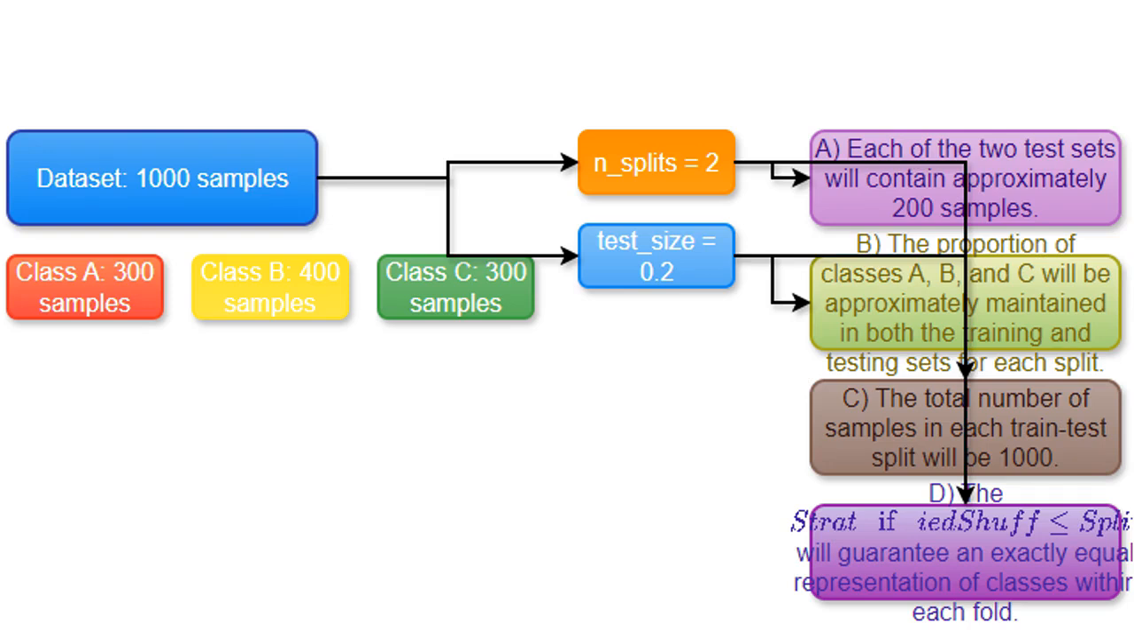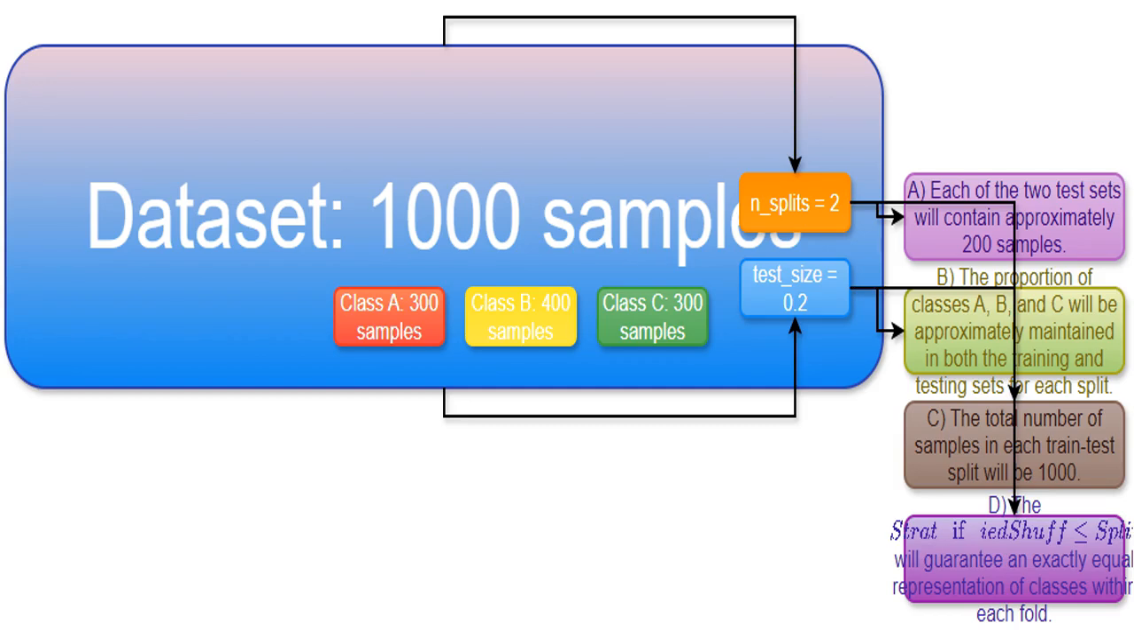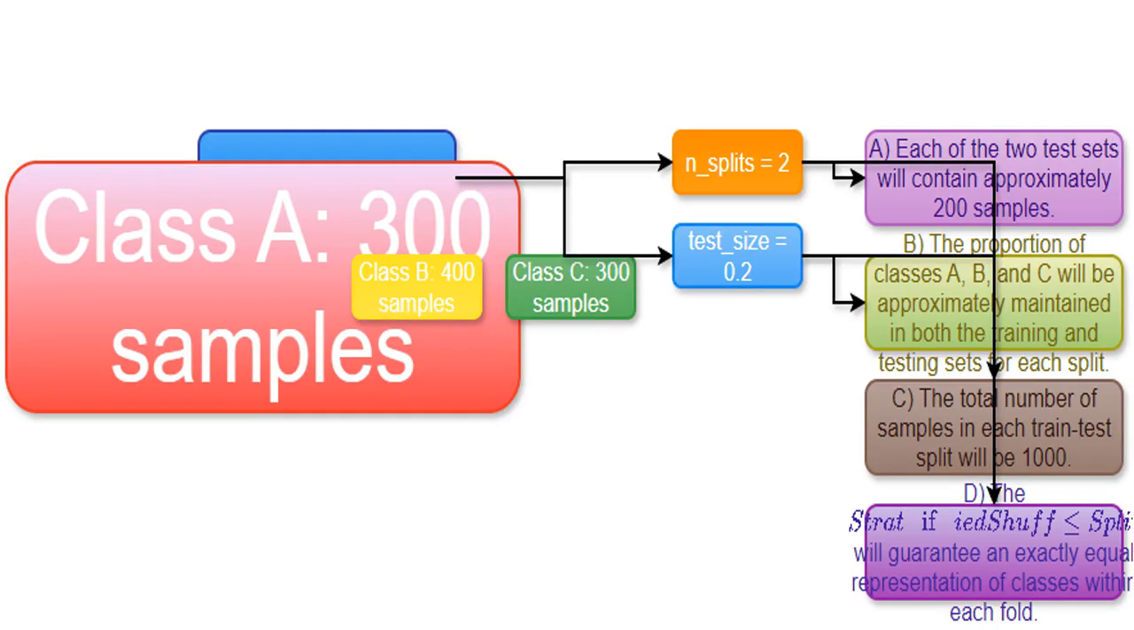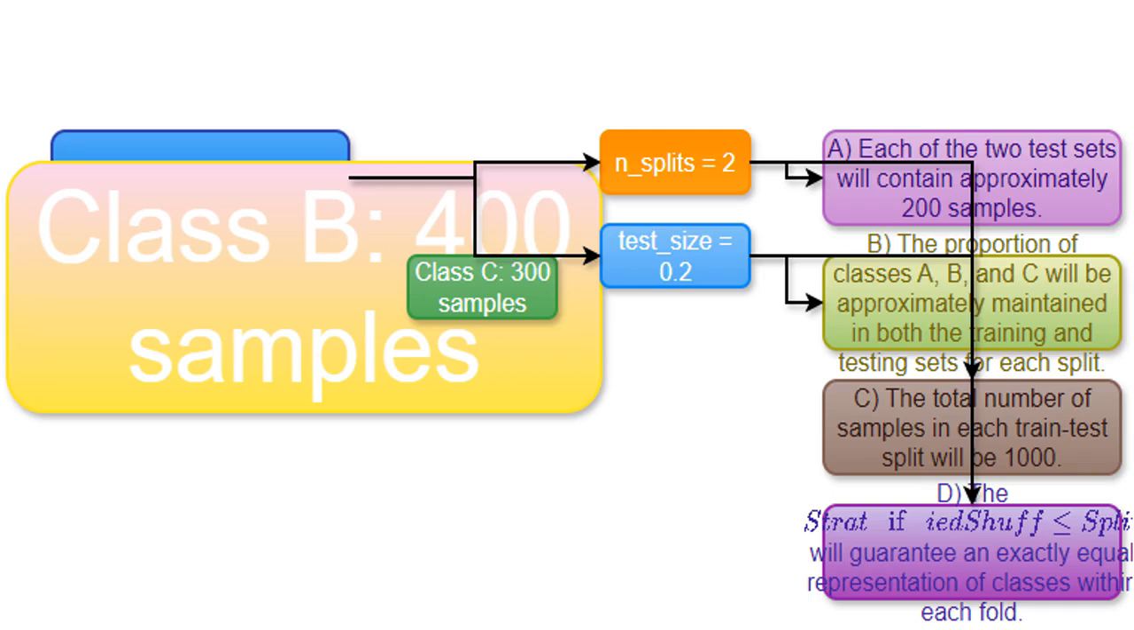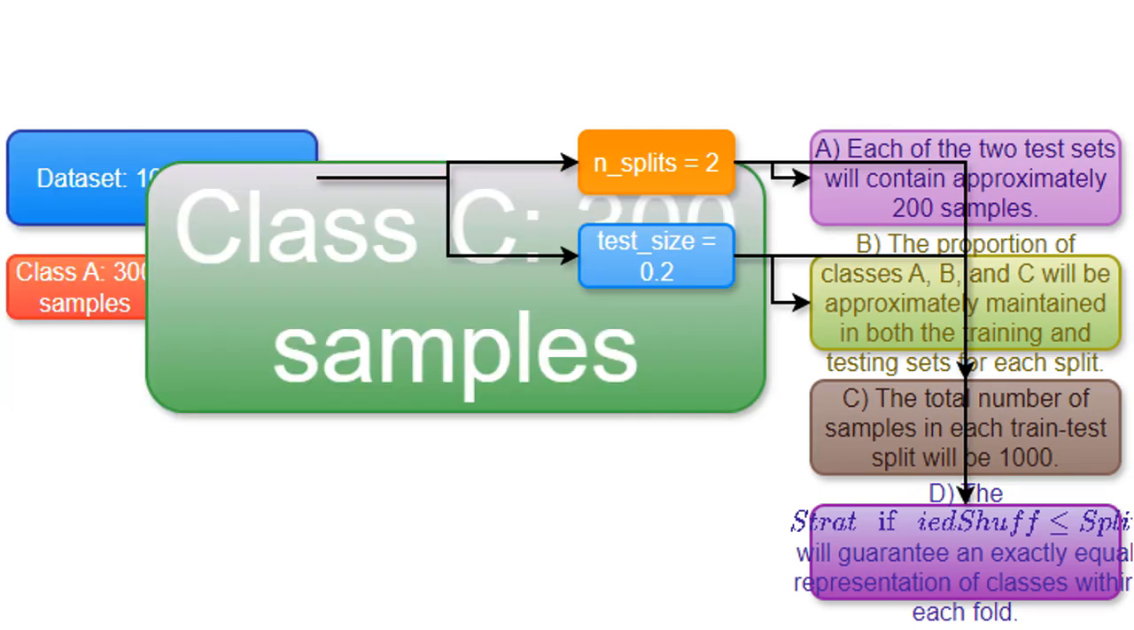I'm tackling a question about stratified shuffle split, a scikit-learn function used for creating train test splits while maintaining class proportions. I'm working with a dataset containing 1000 data points. Class A has 300 samples. Class B consists of 400 samples. And Class C also has 300 samples.